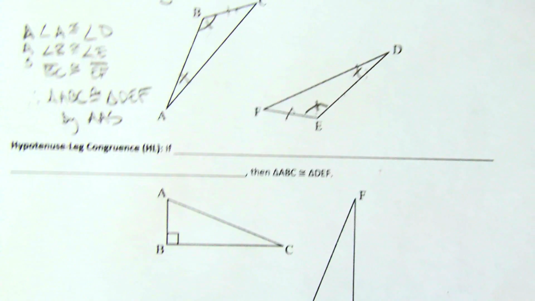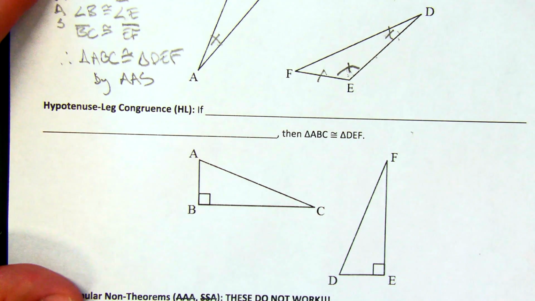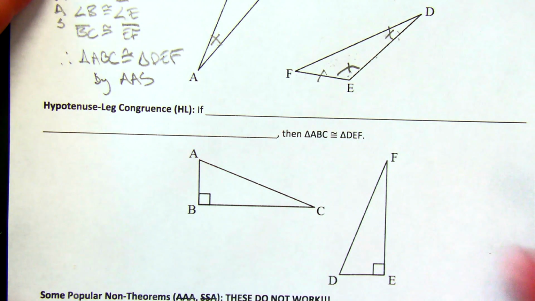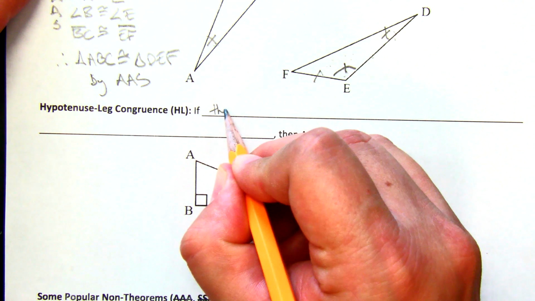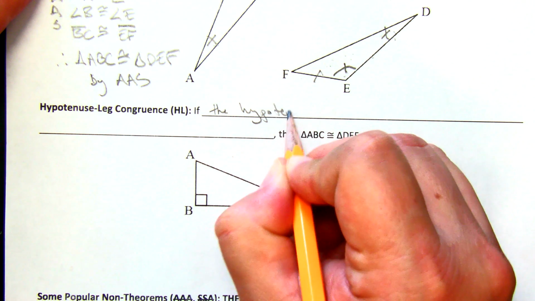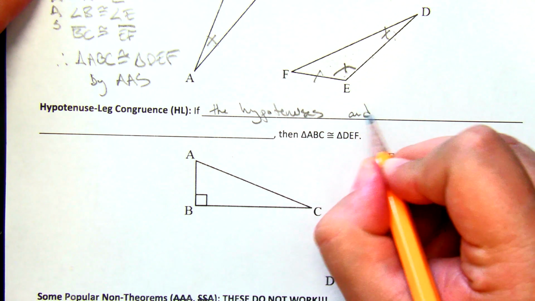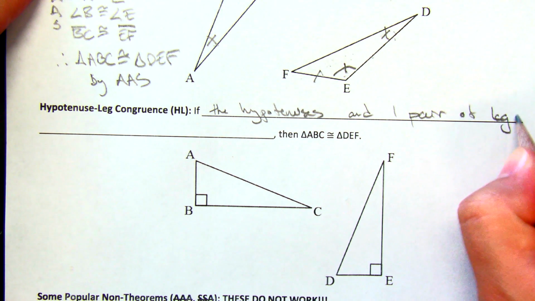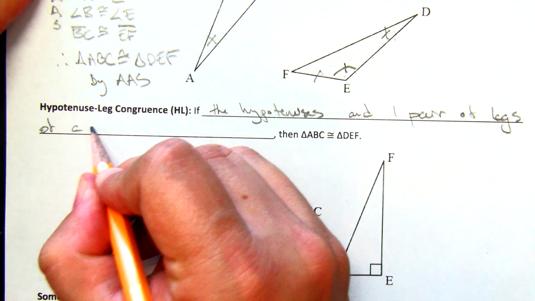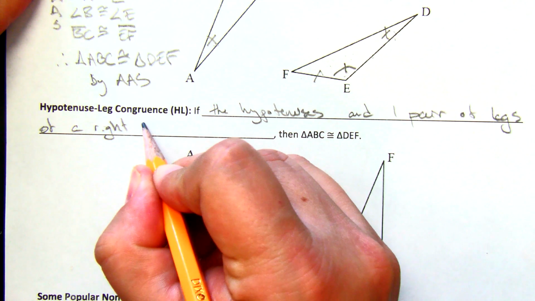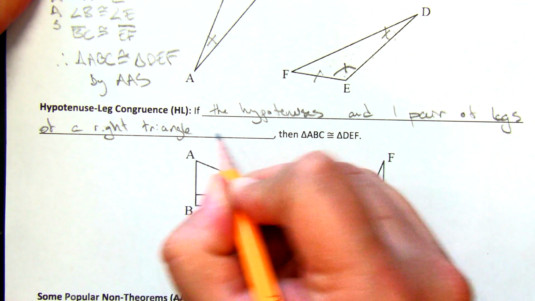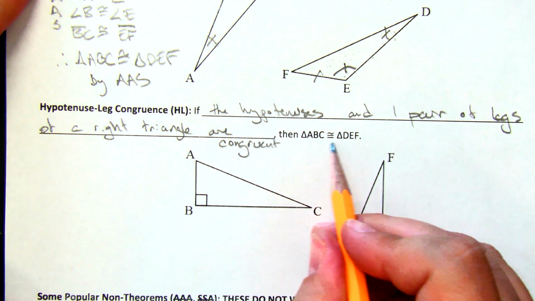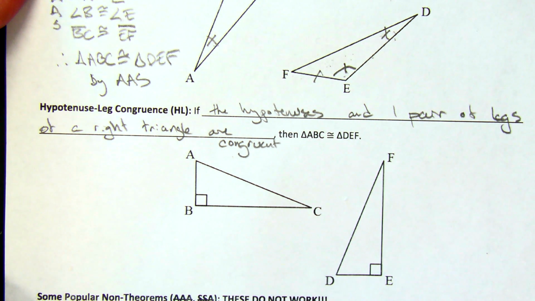All right, last theorem we're going to look at, HL, hypotenuse-leg. This applies only to right triangles, because only right triangles have a hypotenuse. If the hypotenuses and one pair of legs of a right triangle are congruent, then the two triangles, ABC and DEF, are congruent.